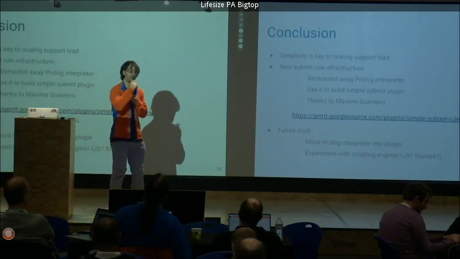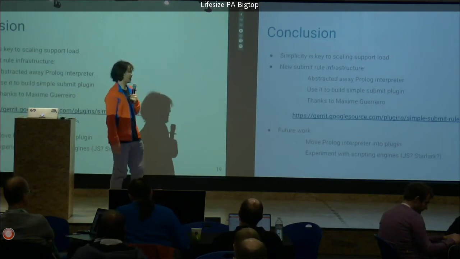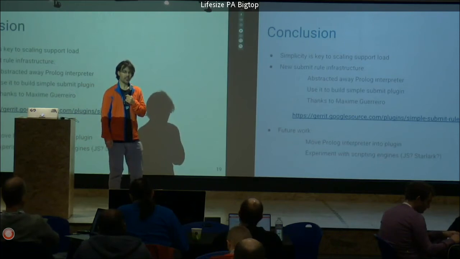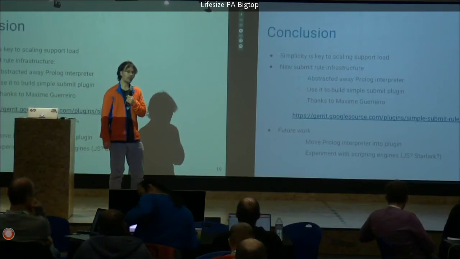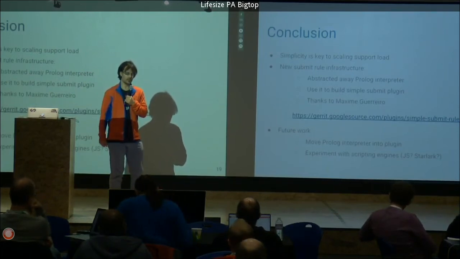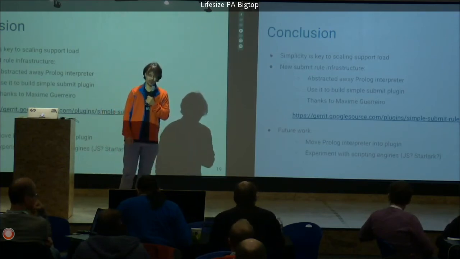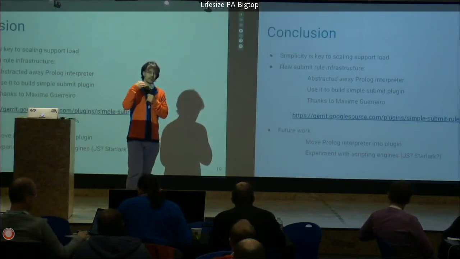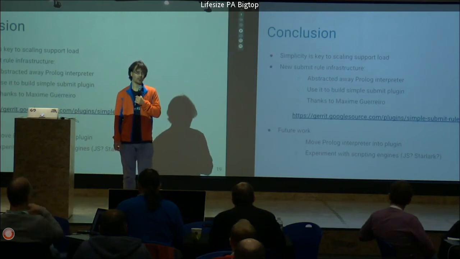Conclusion. If we want to scale our support load, we have to make things simpler. We have new infrastructure here. It's available in 2.16, where the Prolog interpreter is abstracted away. And we have a new plugin that actually gives you a nice UI to configure things. So this is all work by Maxime Guerrero. And if you want to download it, it's available from googlesource.com. There's an obvious next step, which is to move the Prolog interpreter out of Gerrit core and provide maybe other languages that are more flexible.